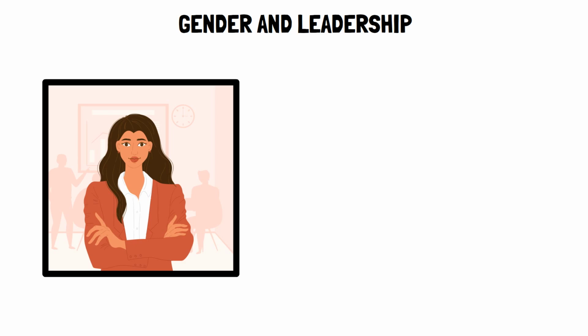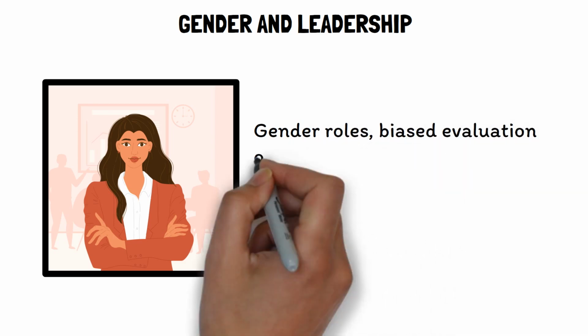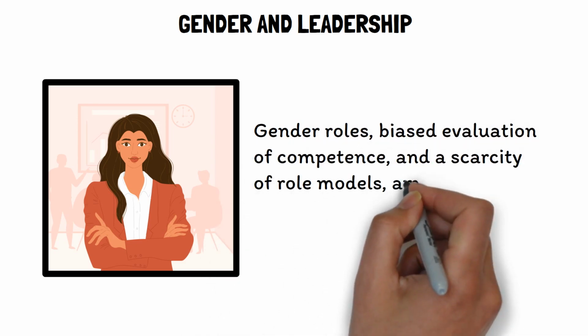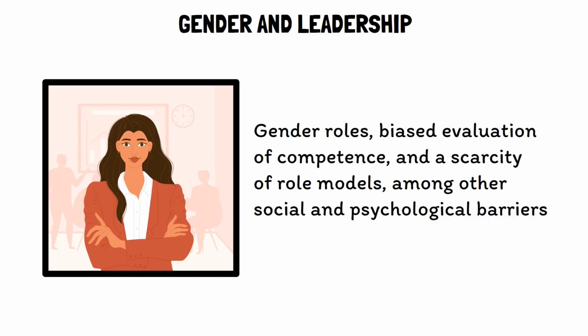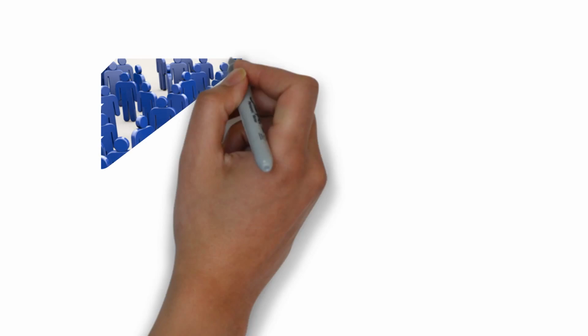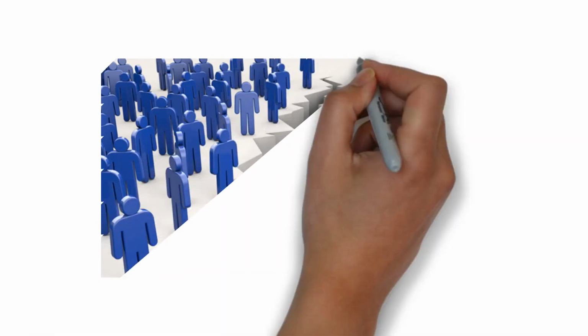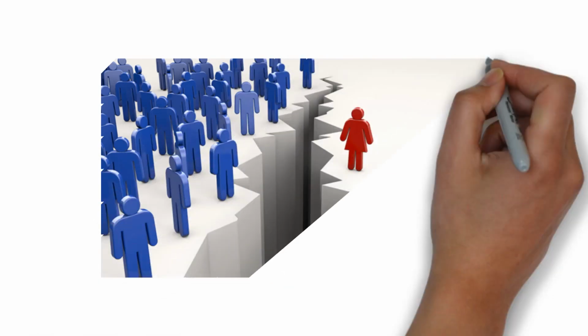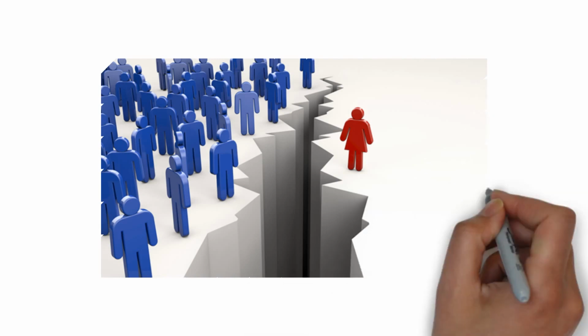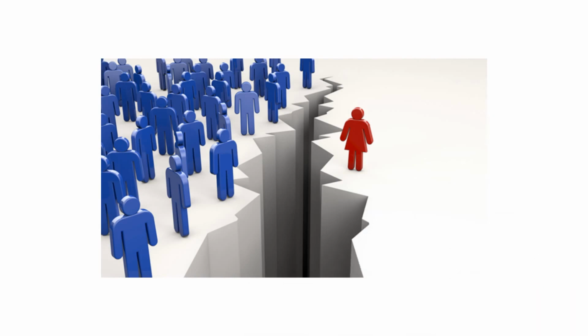These challenges include preconceived notions about gender roles, biased evaluation of competence, and a scarcity of role models, among other social and psychological barriers. The labyrinth metaphor suggests a convoluted path with twists and turns, signifying that the journey is not impossible, but it is certainly more complex for women than for men. Analyzing this labyrinth involves understanding the societal and organizational structures that create these winding paths and sometimes dead ends.